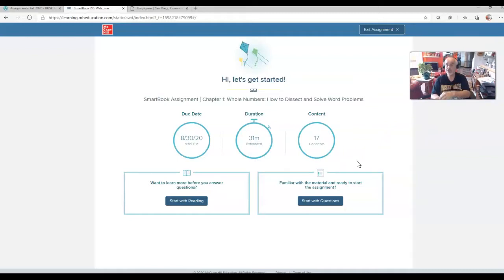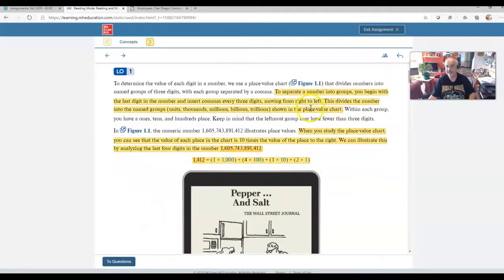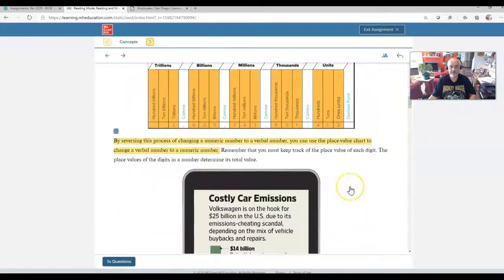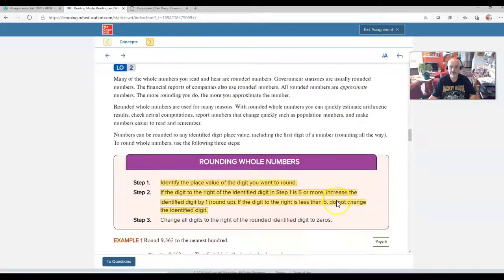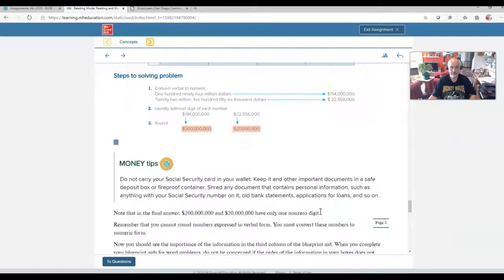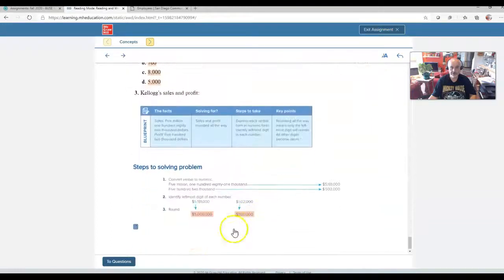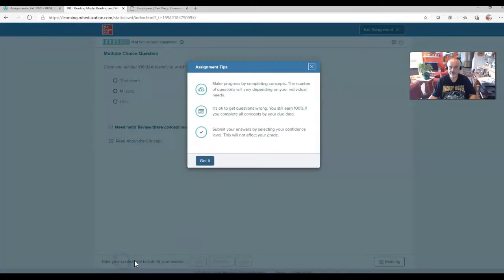If you start with the questions and you answer several of them wrong, then it's going to take you back to the reading anyway. So either way, it depends on how you want to do it. Let's start with the reading. If you notice in the reading, I have highlighted the information that I think is really, really important. I'm trying to save you some time here. If you just read the highlighted material, that's great. Once you have read a section, you can go to the questions.